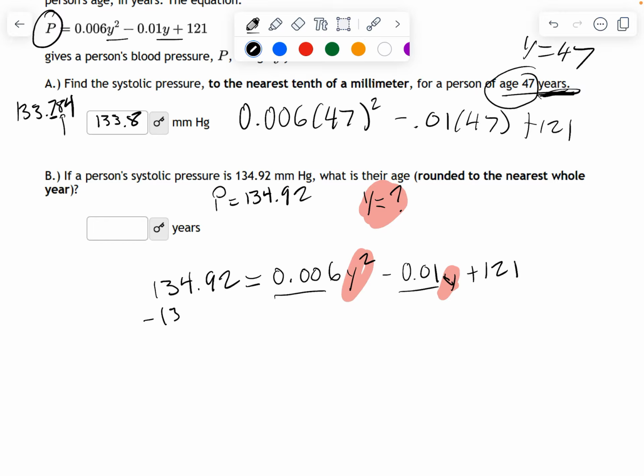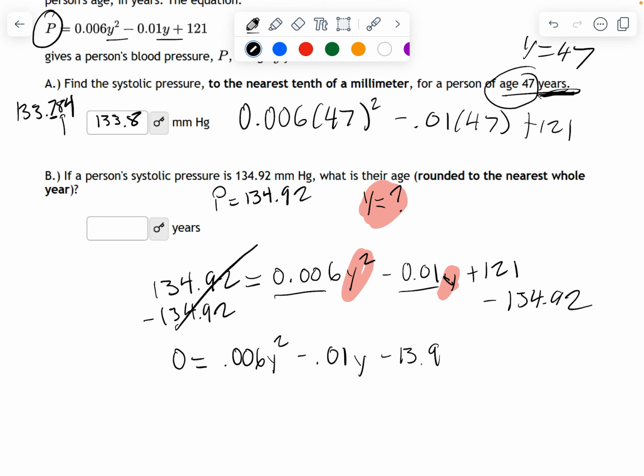I'm going to subtract the 134.92 to the other side, though. It's because our quadratic formula requires everything to be on the same side. All right, so 121 minus 134.92, and we're going to get 0 equals 0.006 y squared minus 0.01 y minus 13.92. All right, now reminder quadratic formula. So x equals negative b plus or minus the square root b squared minus 4ac all over 2a. There we go.